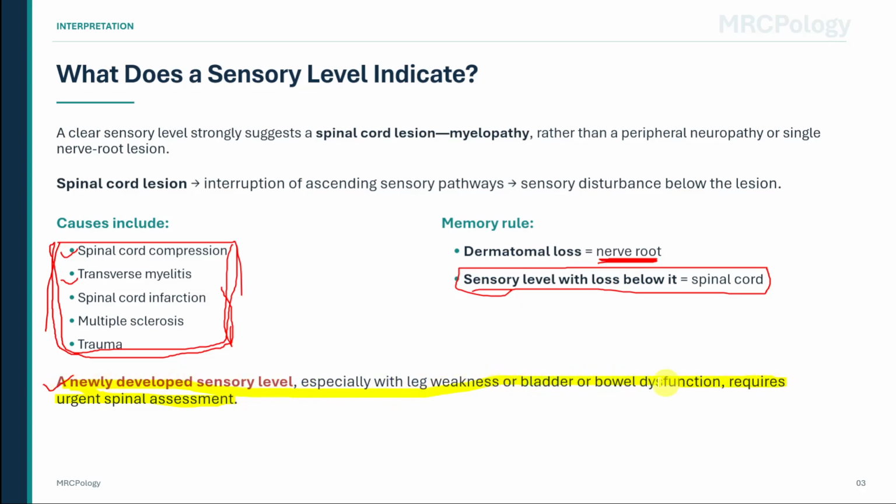Remember, one dermatome points toward one nerve root. A horizontal boundary with sensory disturbance extending below it points toward the spinal cord.